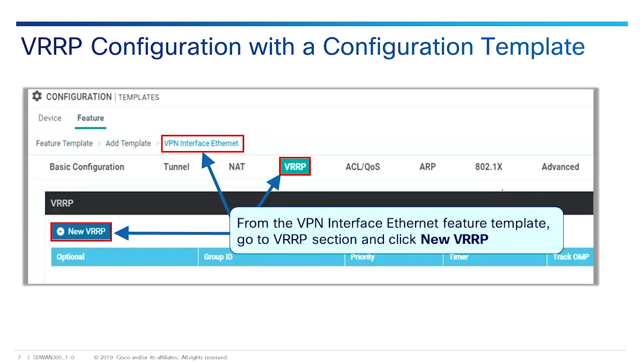VRRP is configured as a feature template, just like any other feature that we're going to deploy in the system. So we go to configuration, features, and then feature template. Then there'll be a box there that says VRRP in it. Select it, and then we can create a new VRRP template. We'll click New.